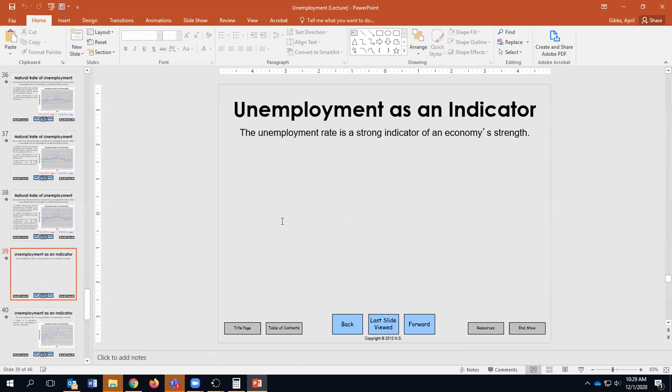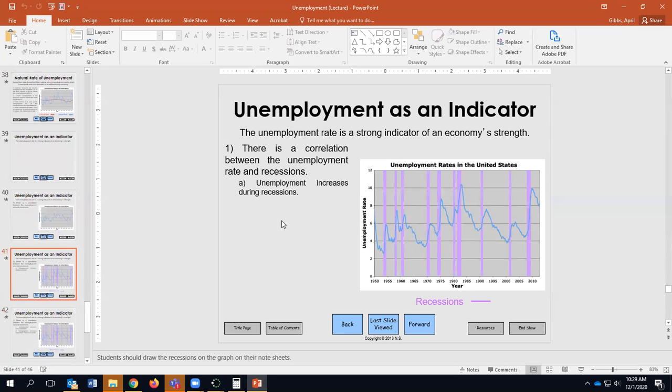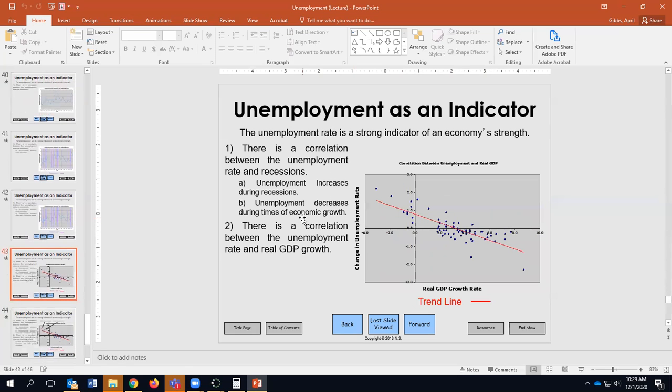Unemployment as an indicator. The unemployment rate is a strong indicator of an economy's strength. There is a correlation between the unemployment rate and recessions. Recessions is when the economy does not do well. Unemployment increases during recession. So you see all these peaks right here. This is when unemployment is high. So all those purple lines is when unemployment is high. Unemployment decreases during times of economic growth. So you'll know the economy is doing well when the unemployment numbers start to go down.